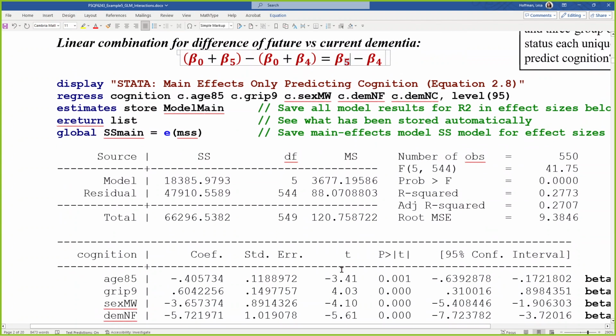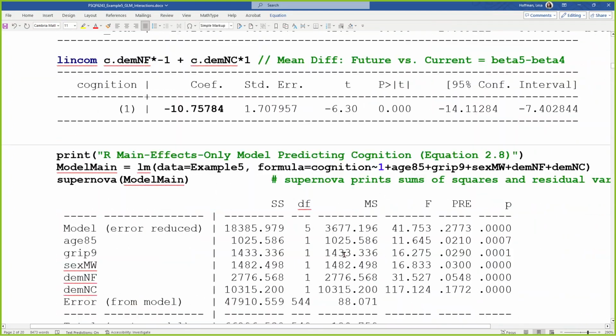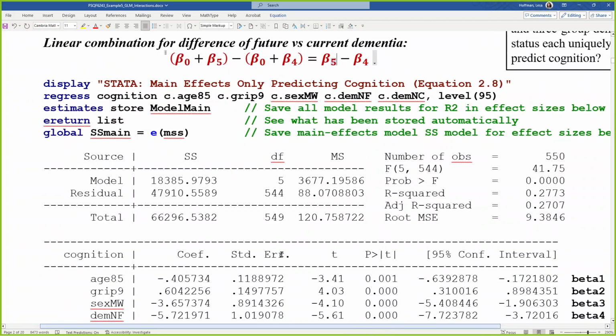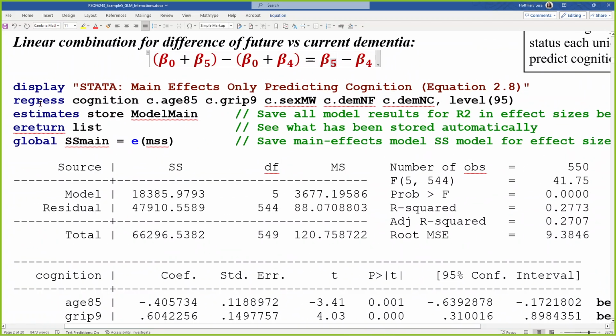All right, do I have both sets of output? Yes, I do. I have to remind myself what I'm doing. Okay, so state of focus first. I try to put it in the same order so that it's clear which code goes with which package. So here are my 5 predictors. I am storing the results of the model. My naming convention here is model main for main effects. I'm printing that and then saving the sums of squares from this model because I'm going to need that to do effect sizes.